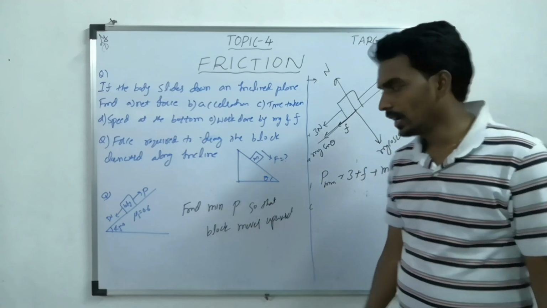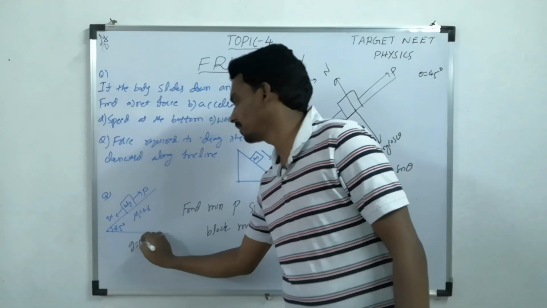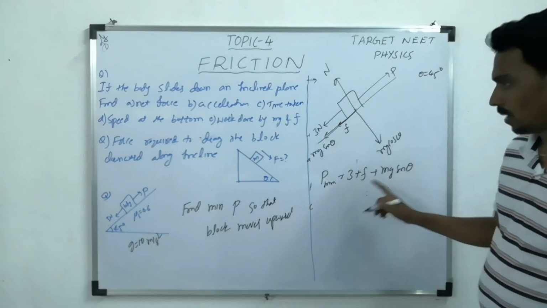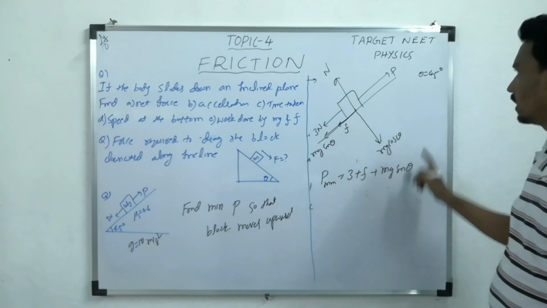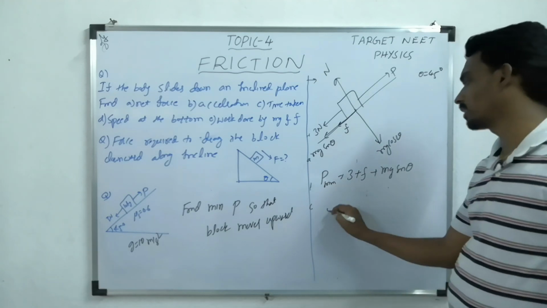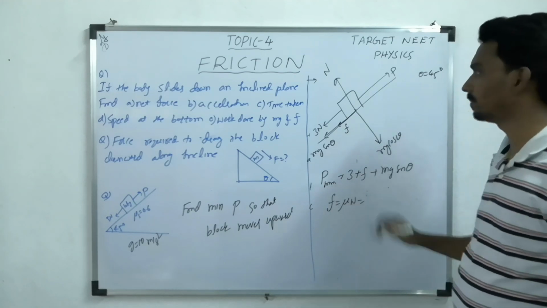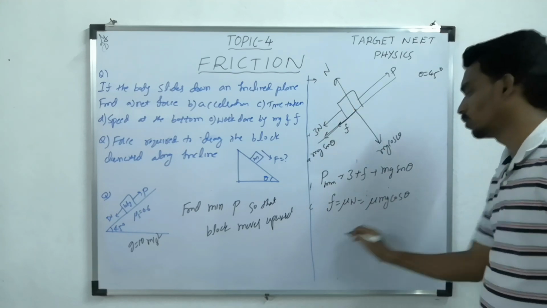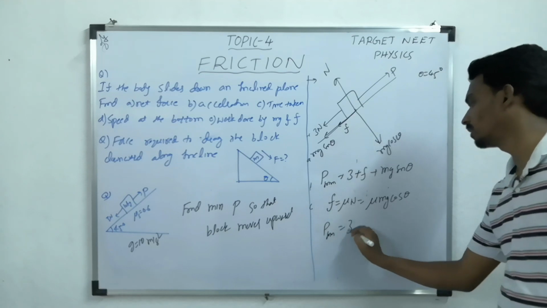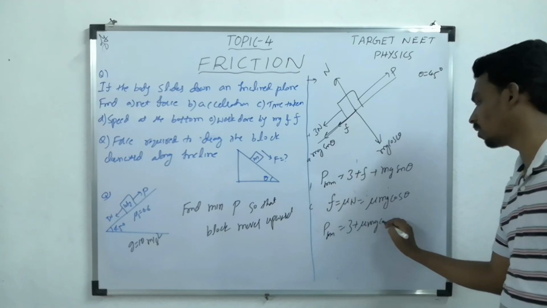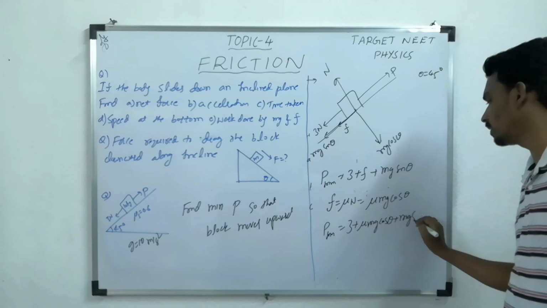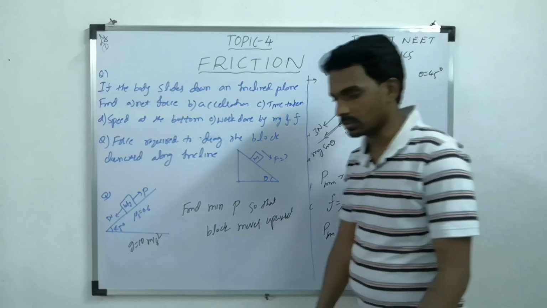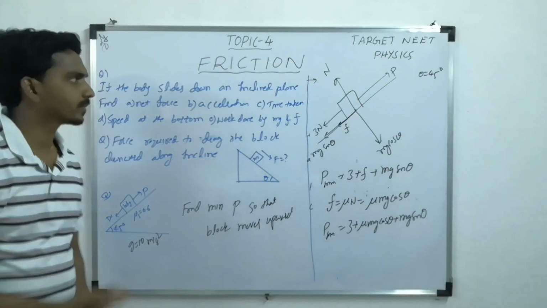M is given. Take g approximately 10 meter per second square. Then mass is 10 kg, and theta is 45 degrees. What about friction? Friction is mu N. N is how much? mg cos theta. So what will P minimum become? 3 plus mu mg cos theta plus mg sin theta. So this is the way you need to solve the questions based on friction.